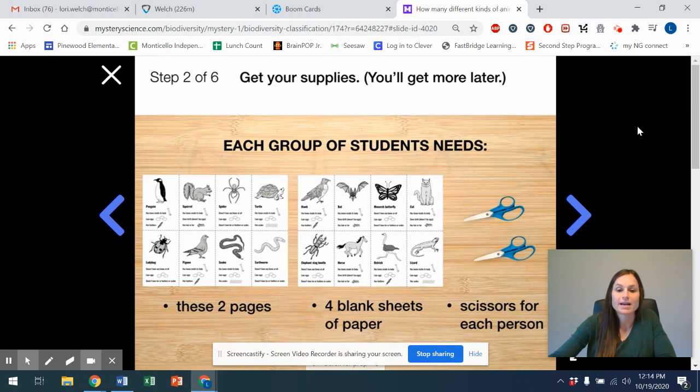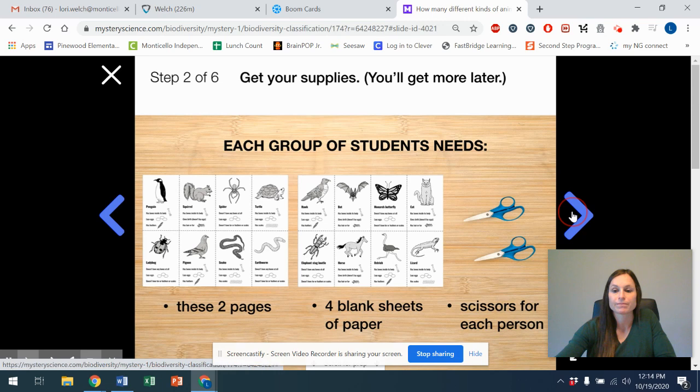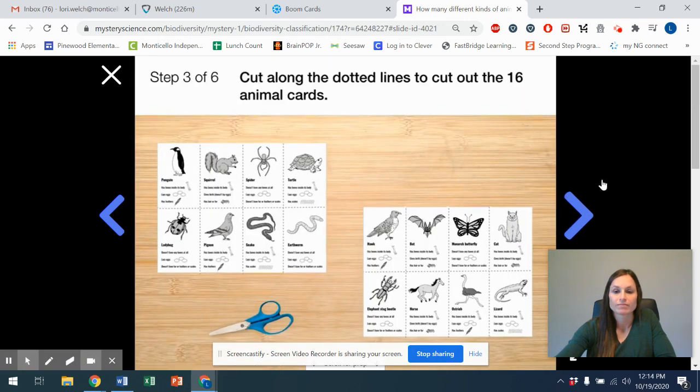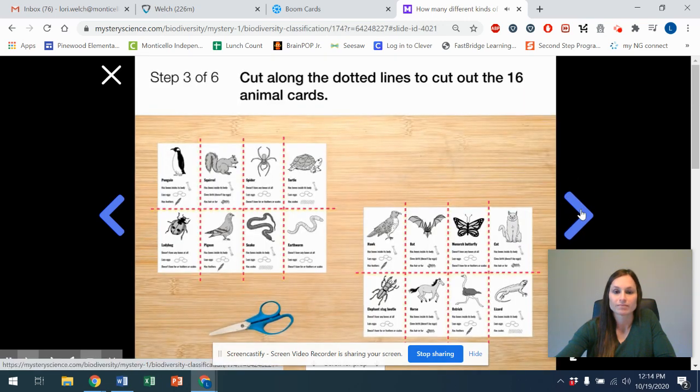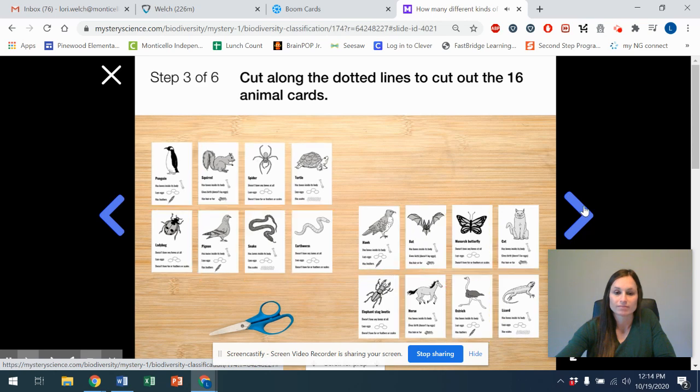So you already have the cards that you have cut apart, and you have used your scissors to cut the cards apart. Cut along the dotted lines to cut out the 16 animal cards. If you're working with a partner, each person cut one page.